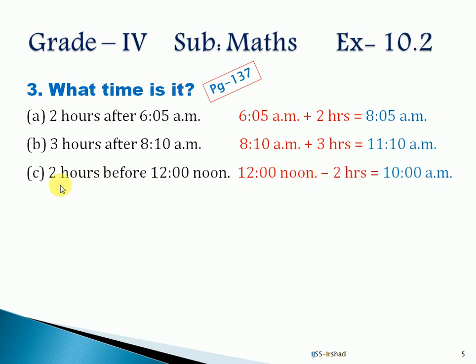Question number C is asking 2 hours before 12 noon. Before, it is about before 12 noon. So suppose the present time now is 12 noon, so what time was 2 hours before? We will go back 2 hours, so we will subtract 2 hours from the given time 12 noon. When we subtract 2 hours from 12, I will get 10, and this 10 will come before 12 noon, so I have to use AM here.